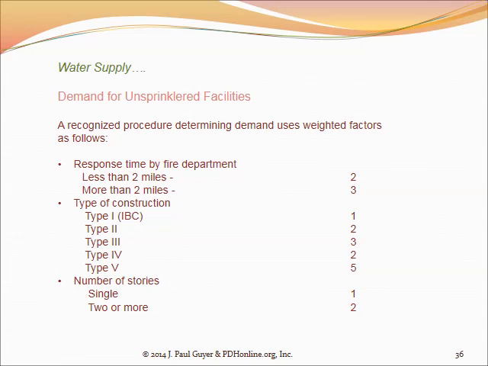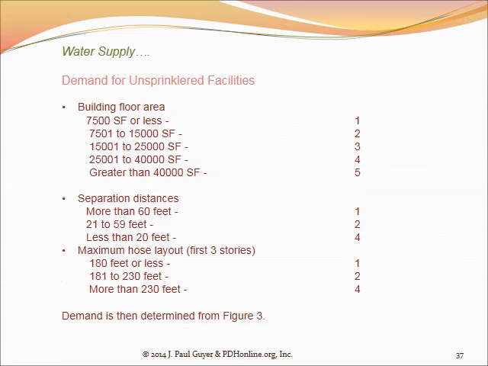And you're totaling up these points. Number of stories, single story, 1 point. 2 or more stories, 2 points. That seems to leave a lot of building configurations unaddressed, like a 20-story building, but this approach has proven to work. The building floor area is taken into account. If it's 7,500 square feet or less, your building gets 1 point. More than 40,000 square feet, 5 points, and then all in between.